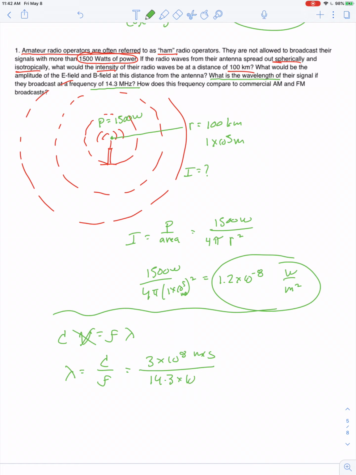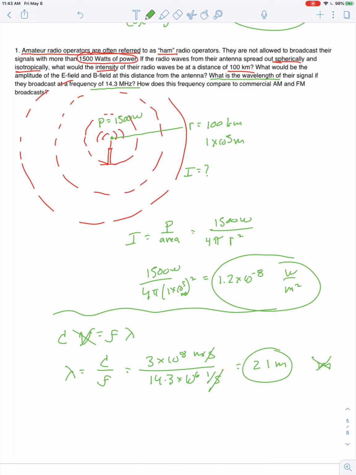So mega is 10 to the 6th. And another way of thinking of hertz is just 1 over seconds. So the seconds cancel out, and we're left with meters. And we get a wavelength of about 21 meters.